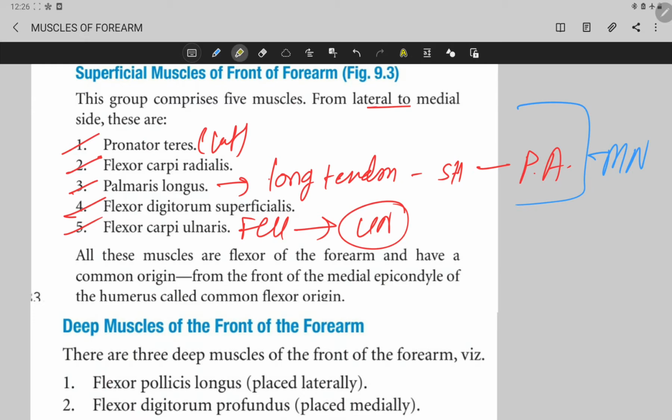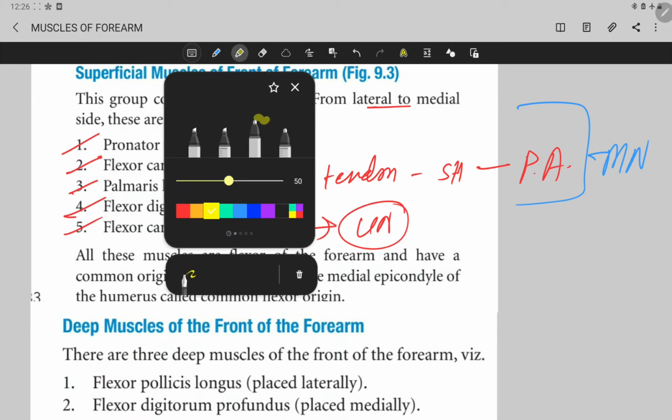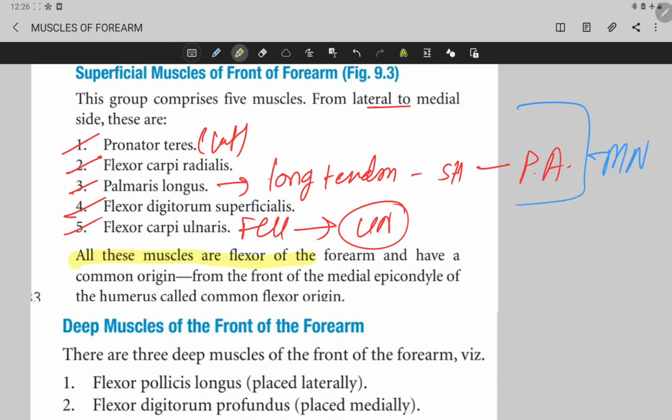Also, you can see that all these flexor muscles of the forearm have a common origin from the front of the medial epicondyle, also called your common flexor origin. So these are the 5 superficial muscles.